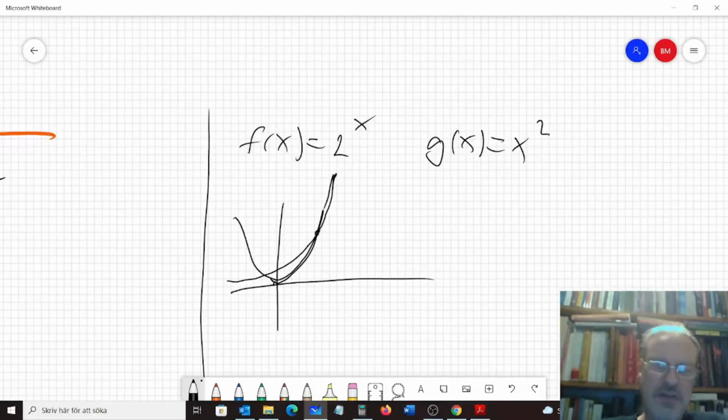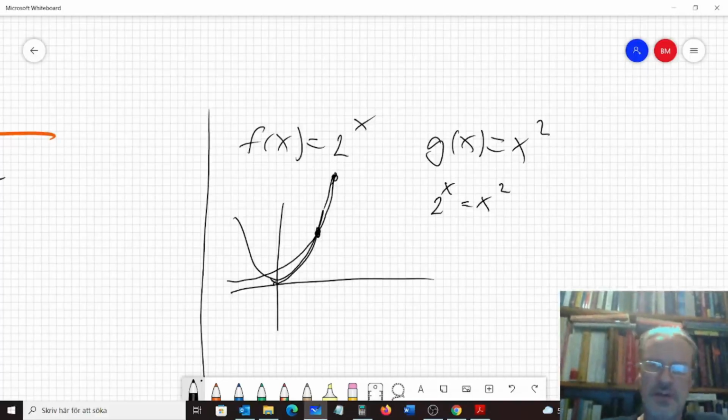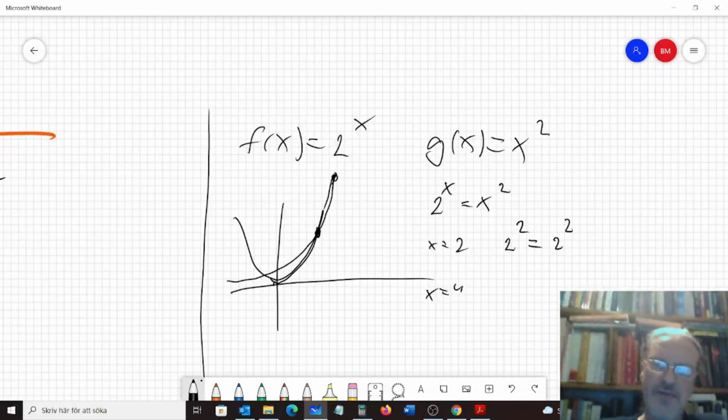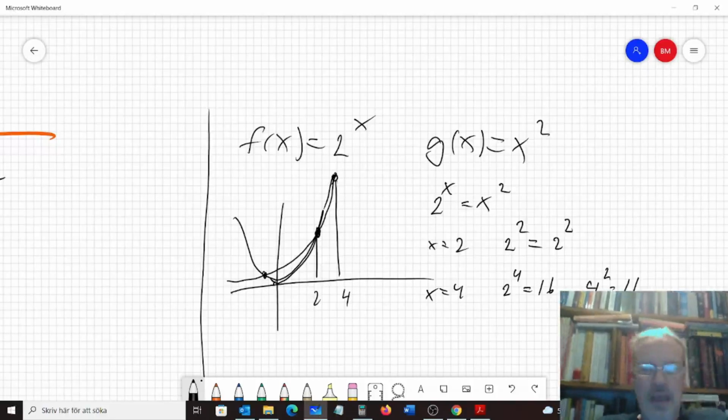We can actually figure out these 2 points fairly easy, because if we take 2 to the power of x should be equal to x to the power 2, we can see that 2 must be a solution. So if x is 2, we get 2 to the power 2 equals 2 to the power 2. Yay. And we can also see that if x is 4, we get 2 to the power of 4 is 16, but we also get that 4 to the power 2 is 16. So we know that this value here is 2 and this is 4. This point is a bit harder, and we can't really figure this one out without a calculator.